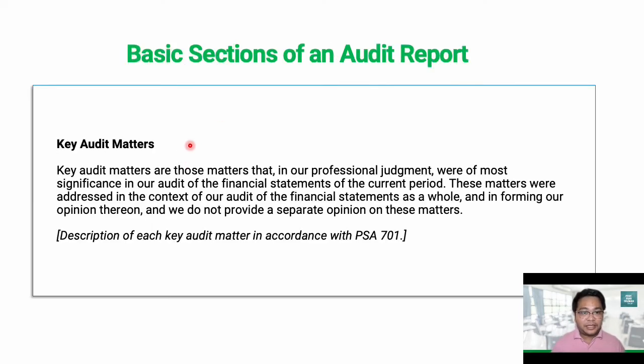So this is the template provided by the standard. Key audit matters are those matters that in our professional judgment were of the most significance in our audit of the financial statements of the current period. These matters were addressed in the context of our audit of the financial statements as a whole and in forming our opinion thereon, and we do not provide a separate opinion on these matters. Then we enumerate the description of each key audit matter in accordance with PSA 701. Later on, we will have an illustrative audit report, so that we will be able to see actual examples of key audit matters in practice.